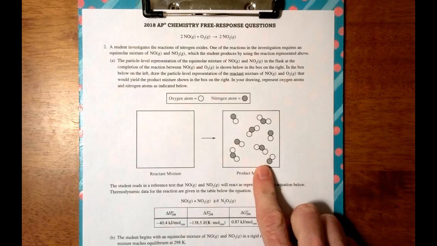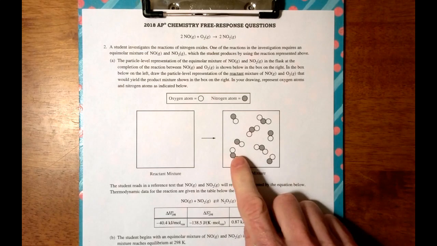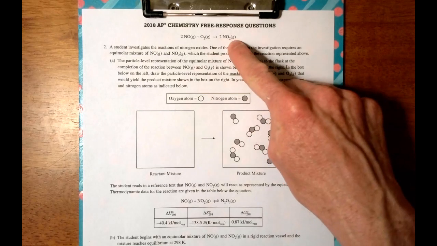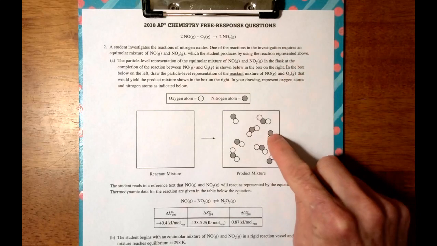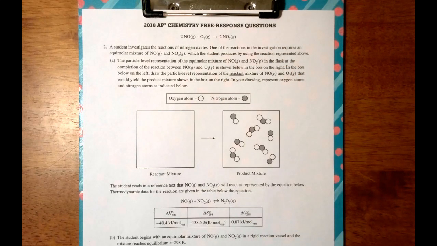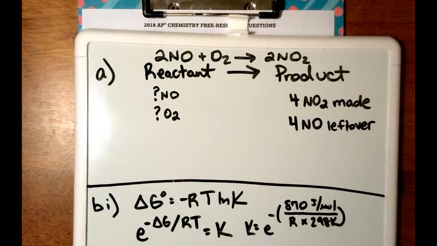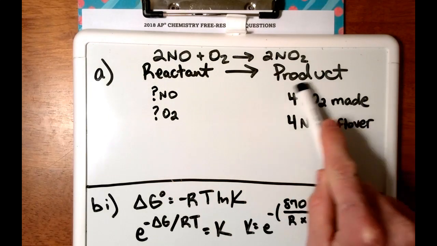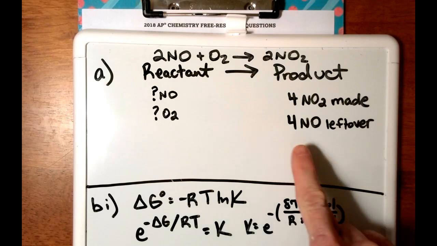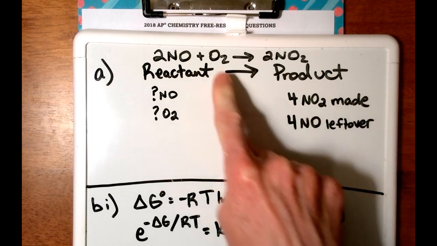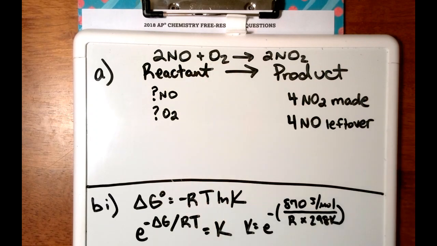So we have to start over here, and we notice that we have 1, 2, 3, 4 NO2 molecules, and we have 1, 2, 3, 4 NOs that are left over. So when we look at this to try to figure out our answer, we do have the balanced equation to go off of here, and this is our count. So the fact that NO remains, that's our excess reactant. Therefore, oxygen is our limiting reactant.